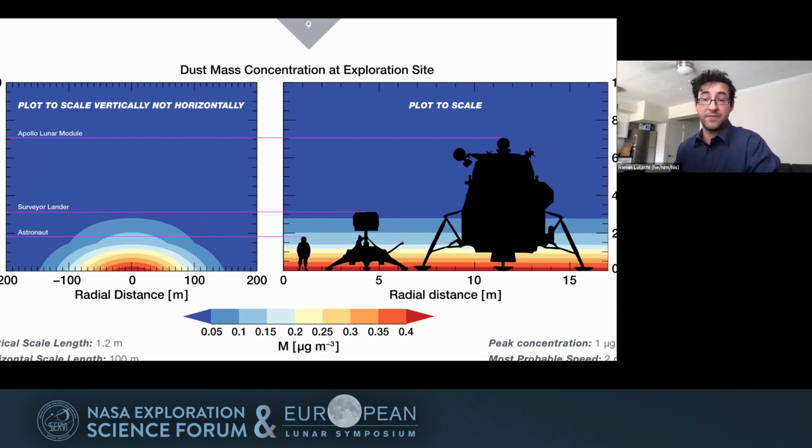We give the astronaut, Surveyor lander, and Apollo lunar module silhouettes for size comparison to the vertical scale of the dust model. Because of the large difference between the vertical and horizontal scale lengths, astronauts and spacecraft would locally experience an almost plane parallel change in dust abundances.